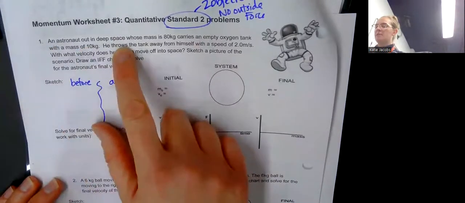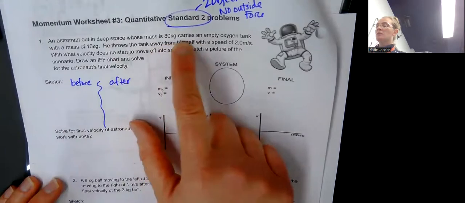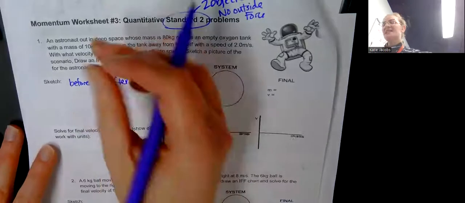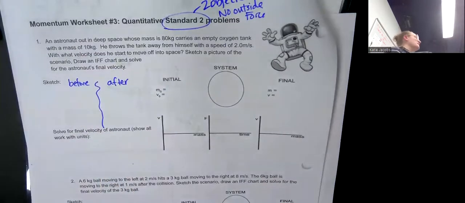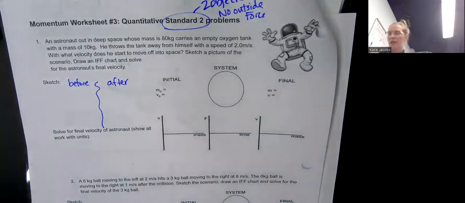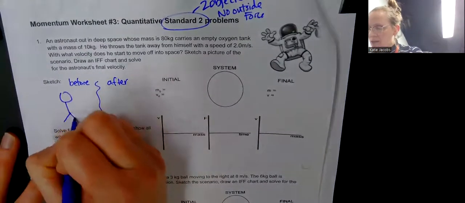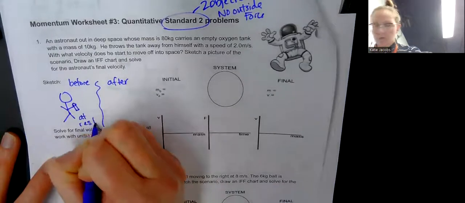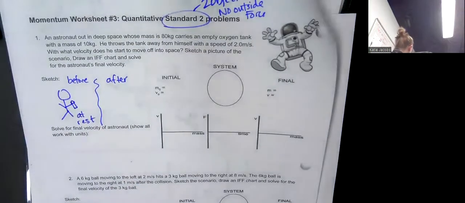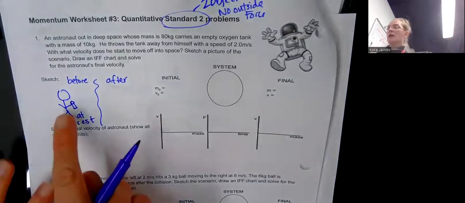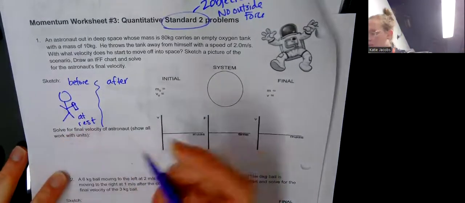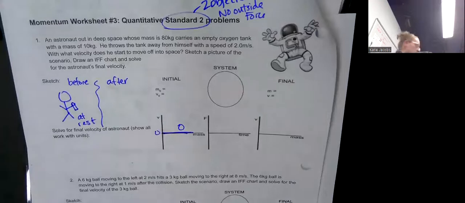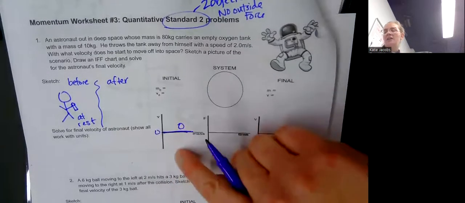We have an astronaut in deep space whose mass is 80 kilograms with an empty oxygen tank of 10 kilograms. It doesn't say they're at rest, but they don't give me an initial velocity. I'm going to assume that they are floating in deep space. Here's my astronaut, here's my oxygen tank, and they're at rest. And therefore, if they're together and at rest, their initial velocity is 0, and their initial momentum is 0. So we can go ahead and fill in the initial part.